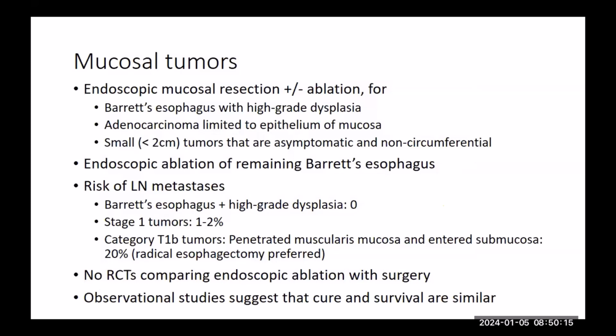So when the tumor is T1a, so it's just below the submucosa, at that time we don't need to go for the total esophagectomy. We can get other means. So for mucosal tumor, only the endoscopic mucosal resection, plus or minus ablation, can be done. So this type of patient is who have this type of presentation.